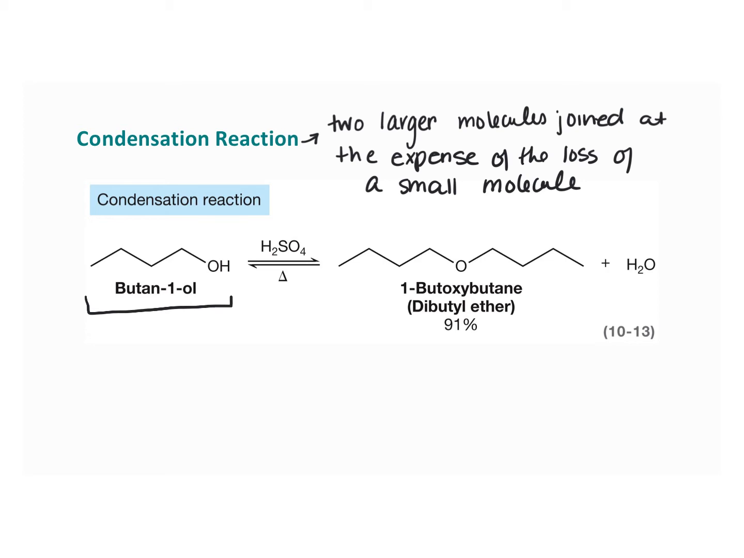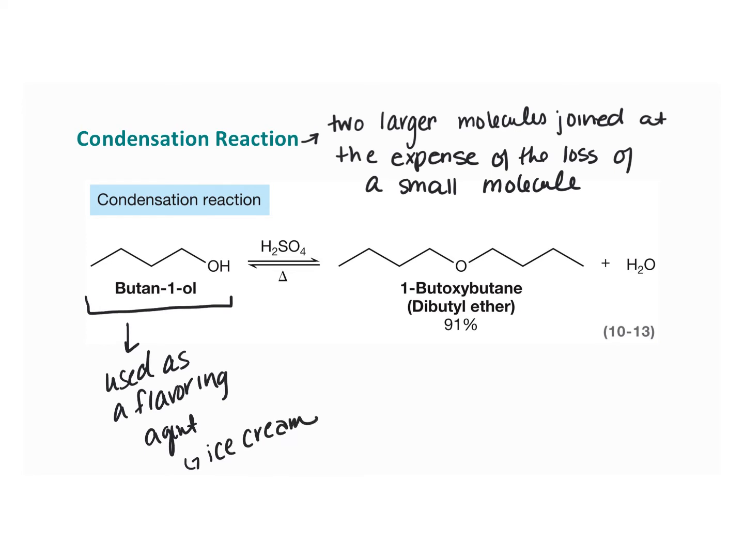And you'll notice on the start of chapter 10, I had some pictures of ice cream. The natural fermentation process of sugars will produce butane-1-ol in small amounts, and so it's used as a flavoring agent in a variety of food and beverages, including ice cream. So I thought, what better way to start the chapter than with some pictures of ice cream.